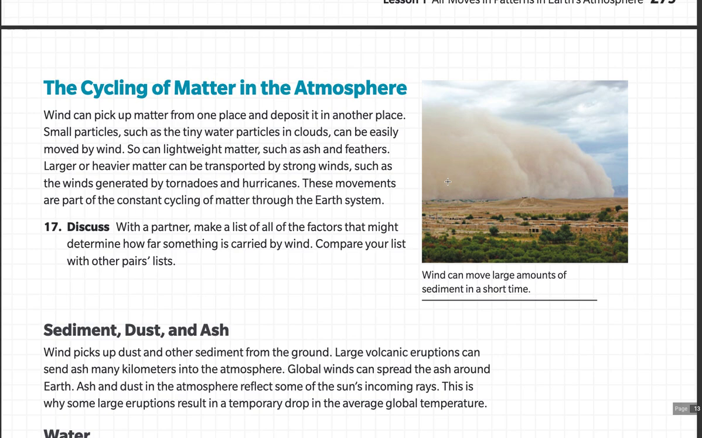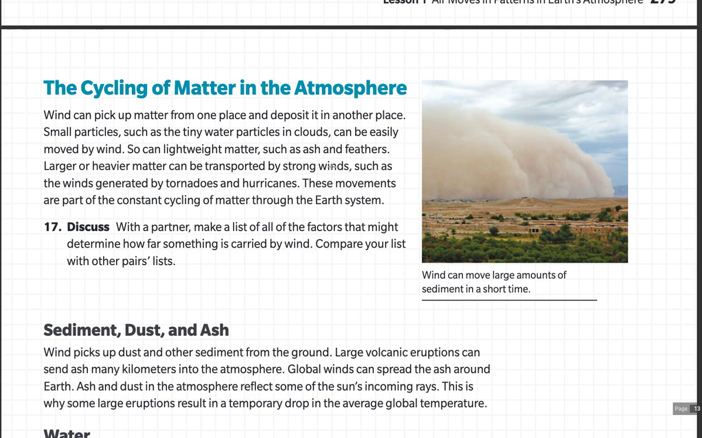So, the cycling of matter in the atmosphere. This kind of goes back to that picture of how the sand from the Sahara Desert can actually blow over into a whole other continent over the ocean. Like this is a giant cloud, and it's just sand and dust. So you can kind of brainstorm these things yourself, but some examples are, what factors might determine how far something is carried by wind: strong versus powerful winds. It could also depend on what the wind is carrying.